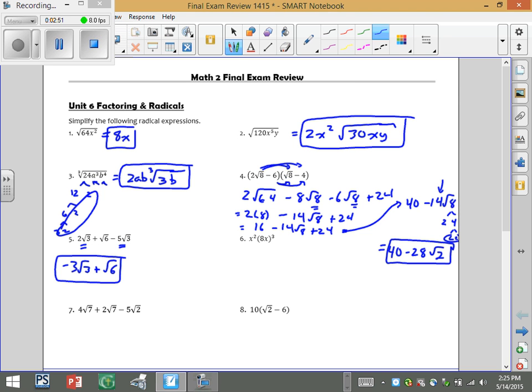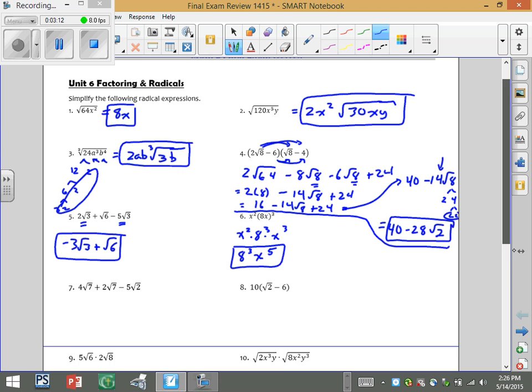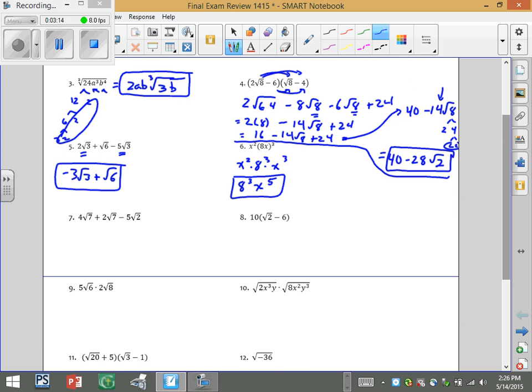Here, remember, with the exponent kind of outside, we quote-unquote distribute it, so we end up with x squared, 8 to the third, x to the third. So we end up with 5 x's, and I'm just going to leave that as 8 to the third, because it's going to be a pretty big number for us, so let's just leave it as is right there. Here we got a square root of 7, square root of 7, so we can do 6 root 7 minus 5 root 2. That's as far as we can go there.